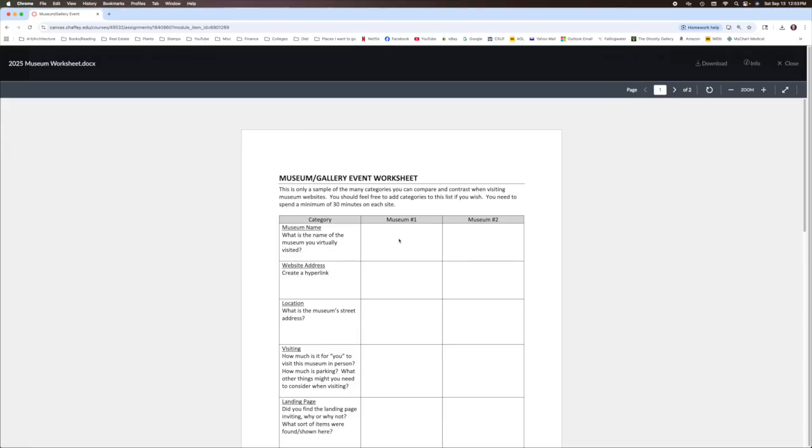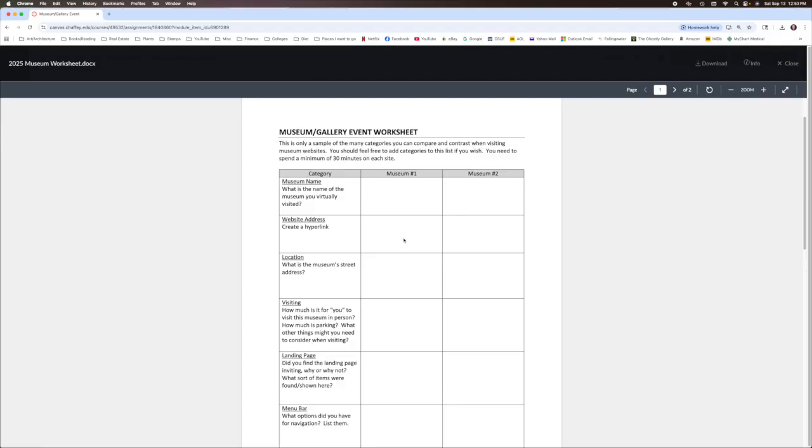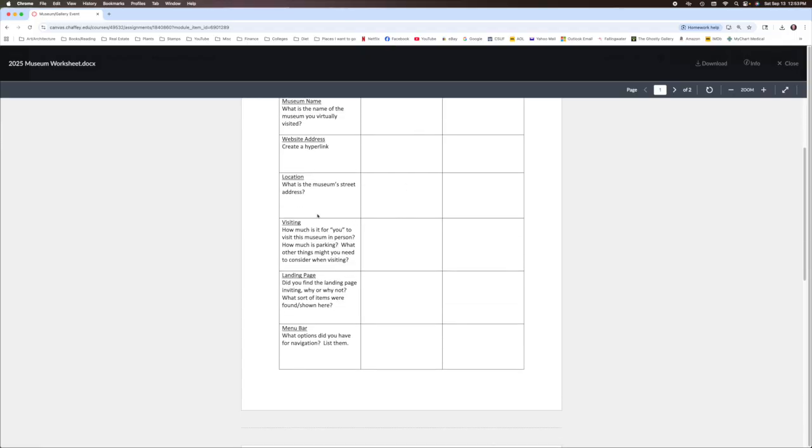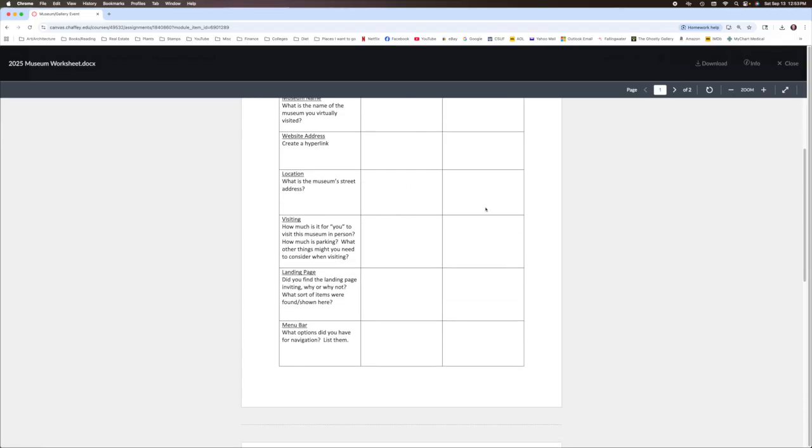They'll expand if the boxes fill up. And you're going to compare and contrast two museum sites. You're going to write down the name of the museum. Please create a hyperlink to the main page. The location of the museum, where are these places physically located. For visiting, please understand that I just want the amount of money it would cost you to visit the museums. Some of them cost a lot of money, some of them are free.